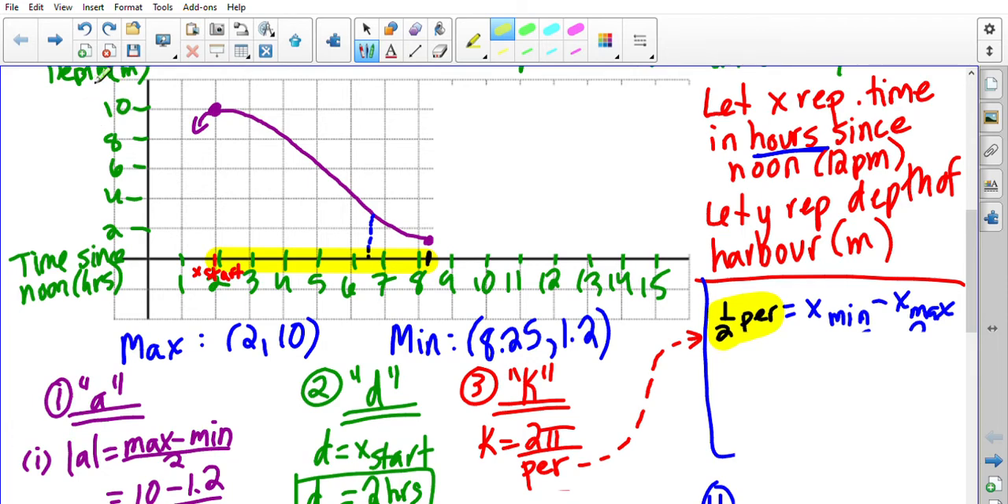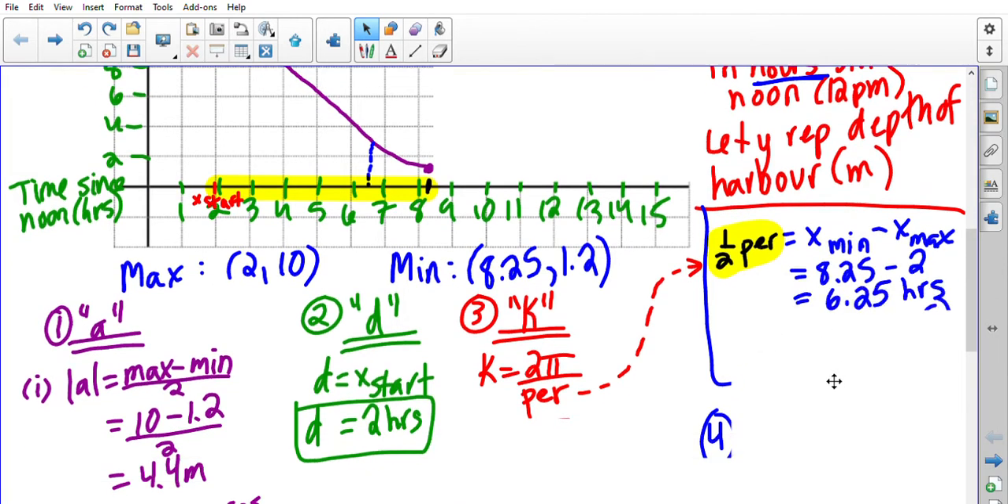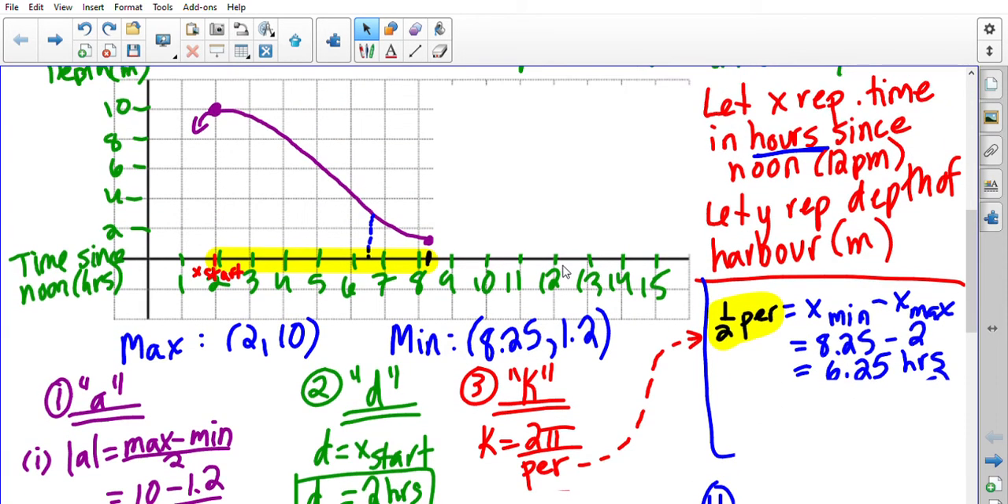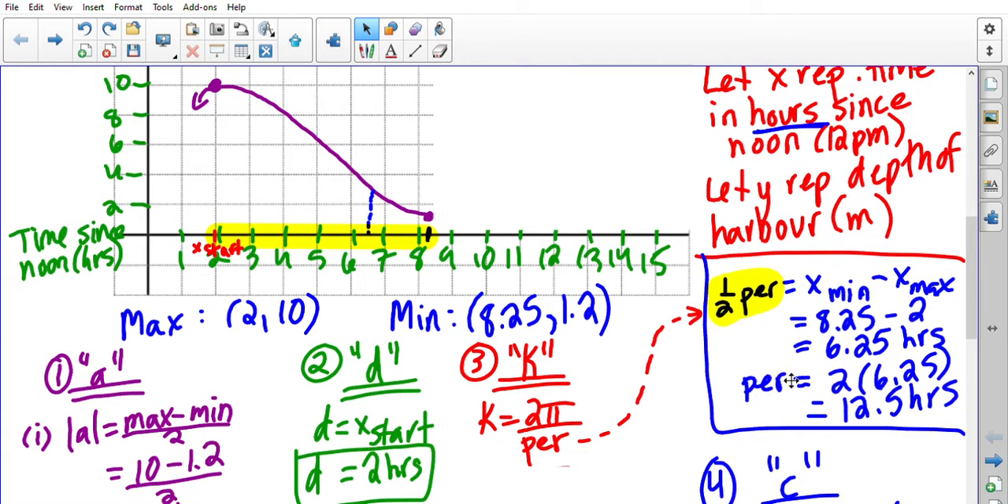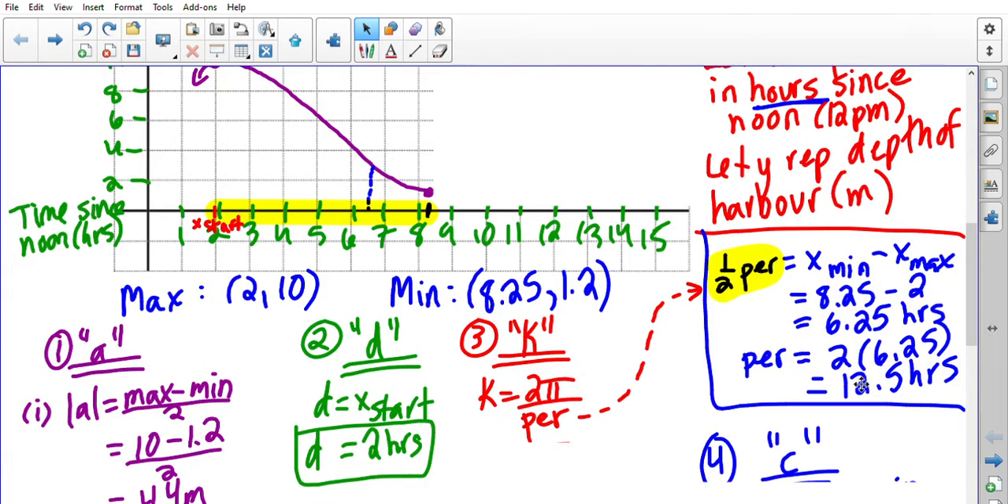In any sinusoidal function, when you go from a max to a min, it represents half the period. Because the minimum happens second, I'm going to do the x of the minimum minus the x of the max. So that's 8.25 minus 2. That means half of a period is 6.25 hours. If I want to know a full period, I multiply that number by 2. So the full period is 2 times 6.25, and that's 12.5 hours.